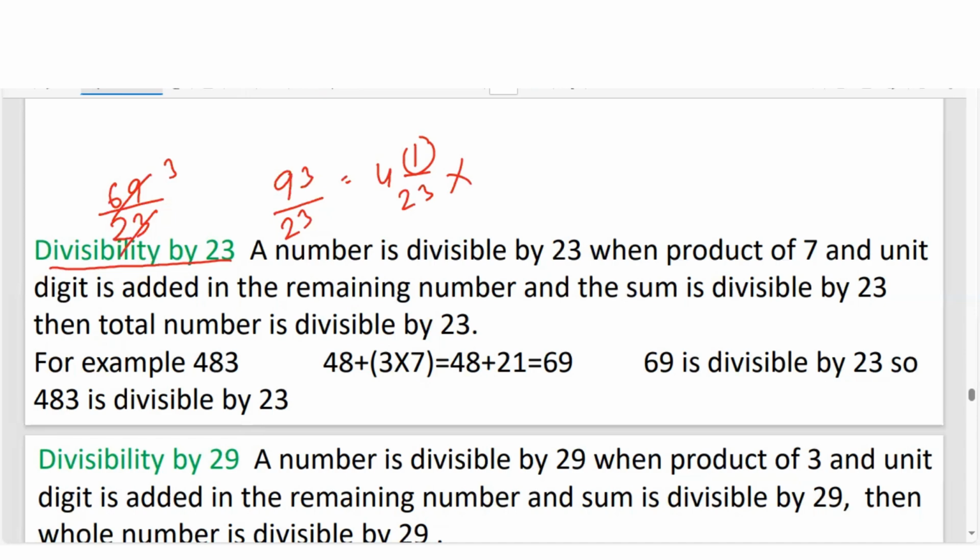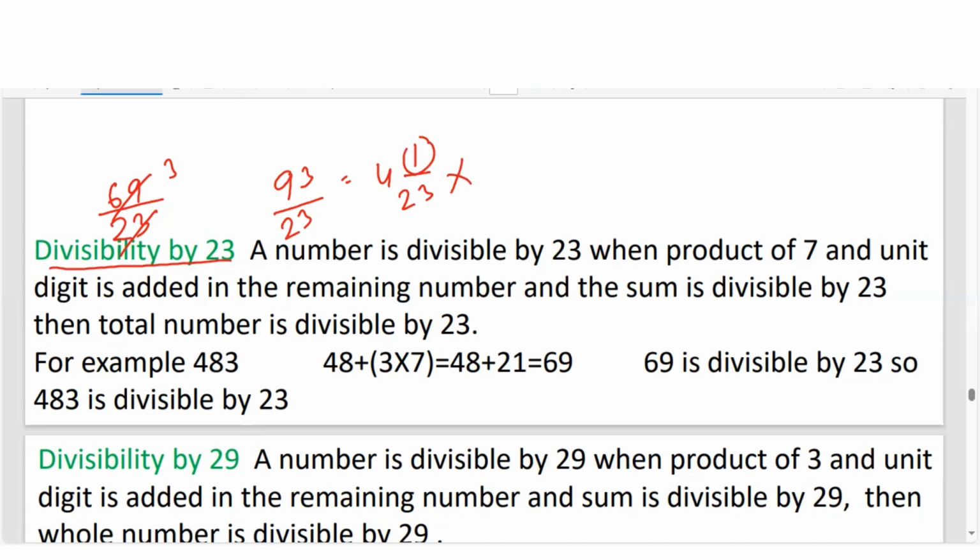In the same way we can find. But if a large number is given, suppose a 3-digit, 4-digit or 5-digit number, then how can we check whether that number is divisible by 23 or not? If we go by the basic method, it will take a lot of time. So we need a simple technique and logic to check whether any number is divisible by 23 or not.